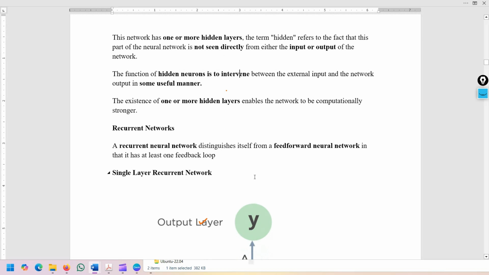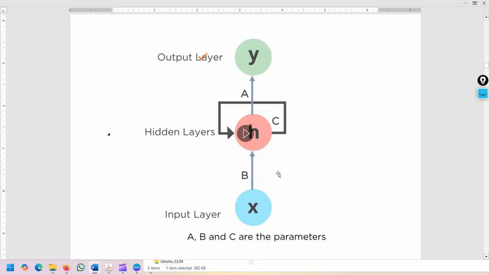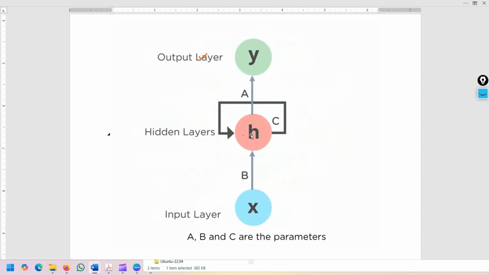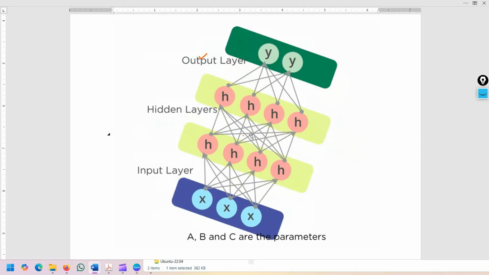There is another type of network available: the recurrent neural network. What is a recurrent neural network? Each and every input gives feedback. Suppose we take an example with parameters A, B, C. You can see how the network is applied here. The input layer has X1 to Xn, followed by multiple hidden layers, which give the output Y. This pass repeats in sequence over time.